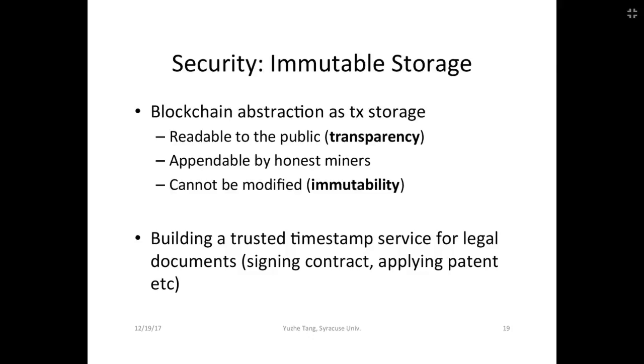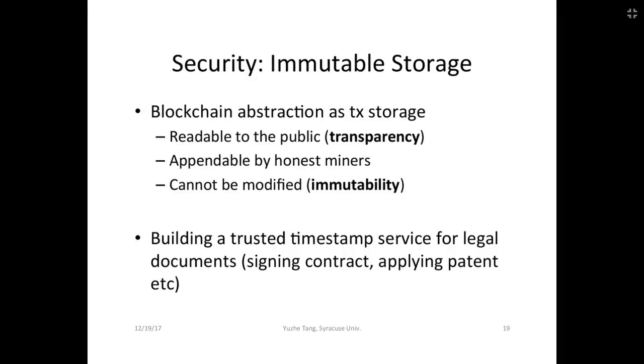So there are several security features that I will mention about it. The first feature is immutable storage. When you treat blockchain as a storage engine, basically it has the following 3 features. First, the blockchain data or content is readable by the public. So this is the requirement of transparency.